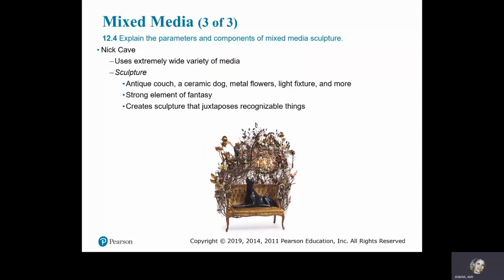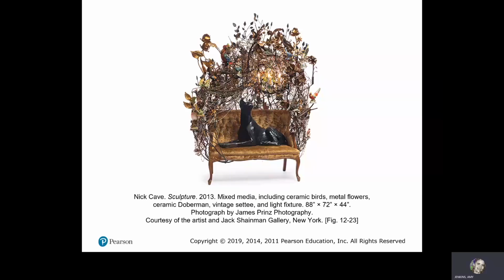Nick Cave uses an extremely wide variety of media. His sculpture has an antique couch, a ceramic dog, metal flowers, a light fixture, and more. It has a strong element of fantasy. He creates sculpture that juxtaposes recognizable things. It's mixed media, including ceramic birds, metal flowers, a ceramic Doberman, a vintage settee, and a light fixture.